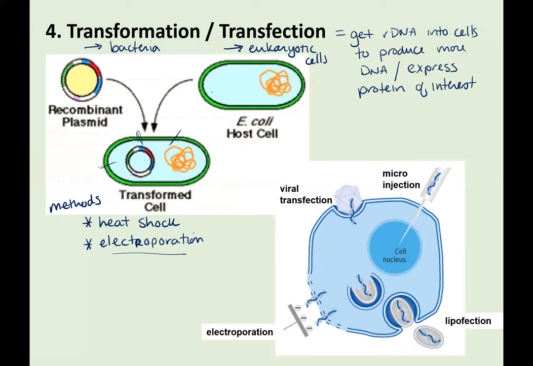For eukaryotic cells, we have some different methods. Here's electroporation, that's what I used to use. Lipofection, which is you surround your DNA with basically a membrane, and this is kind of cool now because this is how the mRNA vaccines are getting into our cells, with a liposome or lipids. Microinjection, you can actually directly inject DNA into a cell nucleus if it's a big enough cell, or we can sometimes use a virus to transfect or move that DNA in.